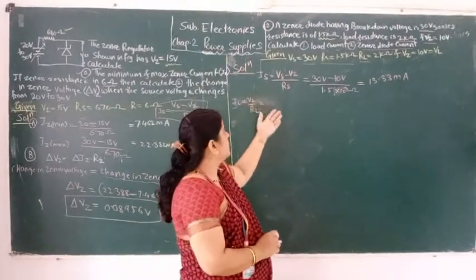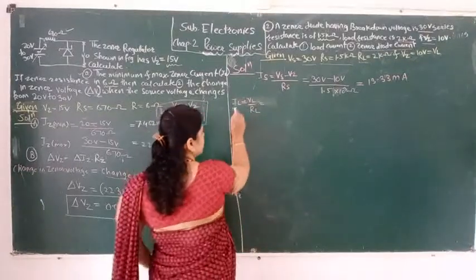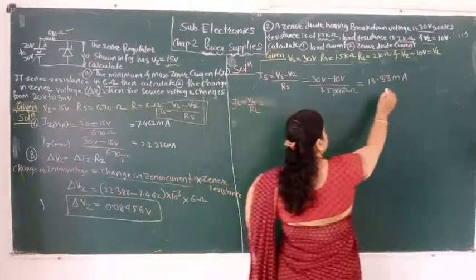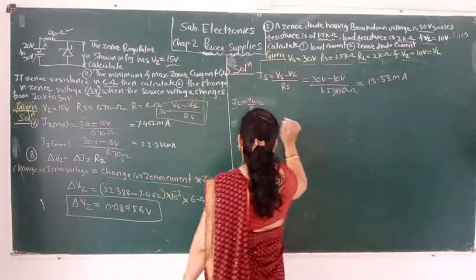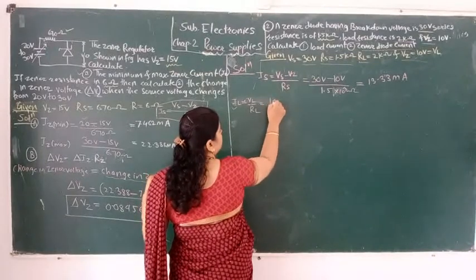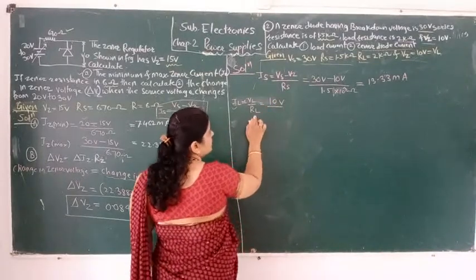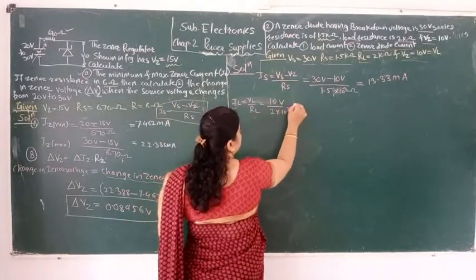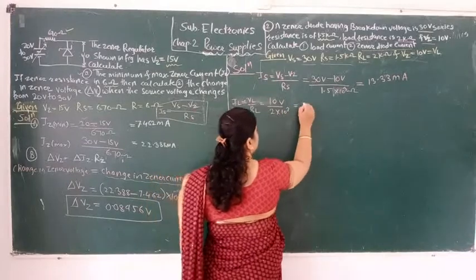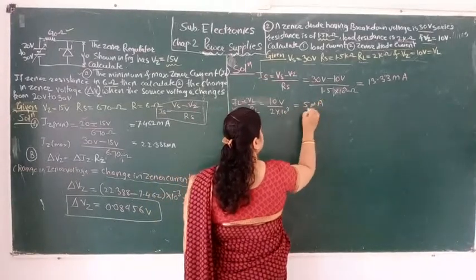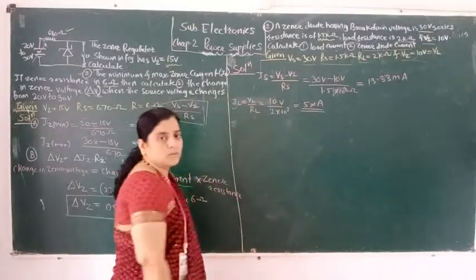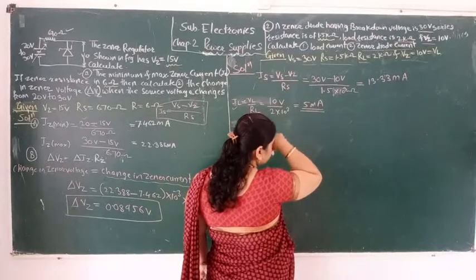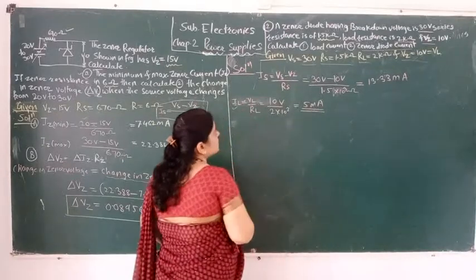Then what we have to calculate? IL is equal to VL upon RL. So what is the VL? VL is nothing but our Vz. So VL is 10 volt divided by RL, which is given. How much is RL? 2 into 10 raised to 3. So 10 raised to 3 will go up and it is 5 milliampere. So IL is 5 milliampere, isn't it?